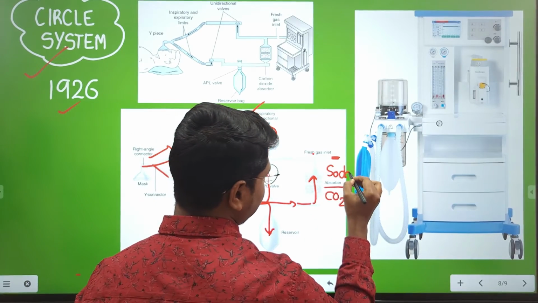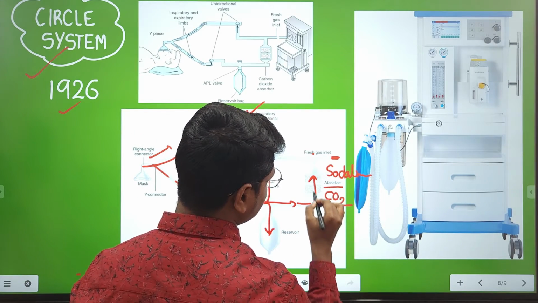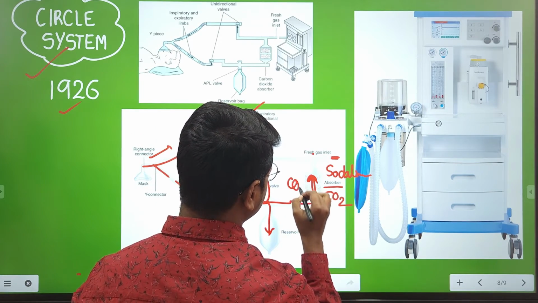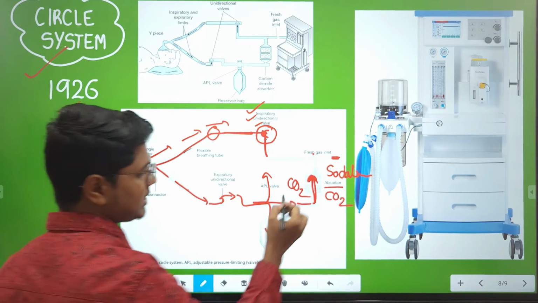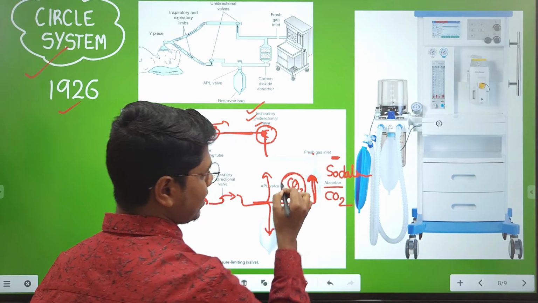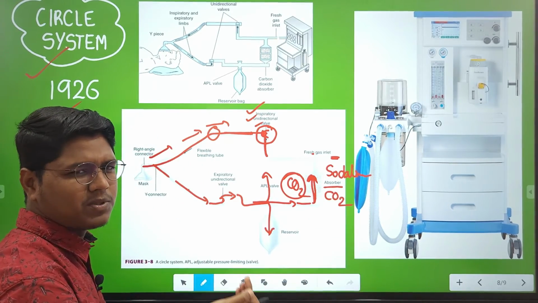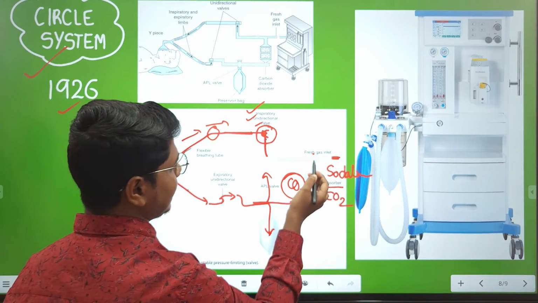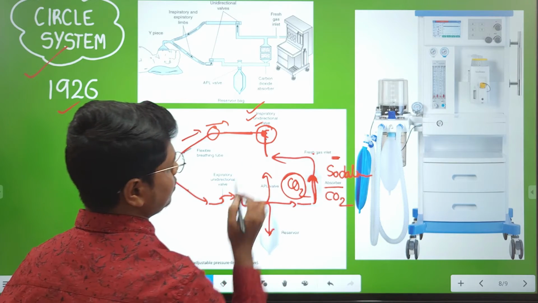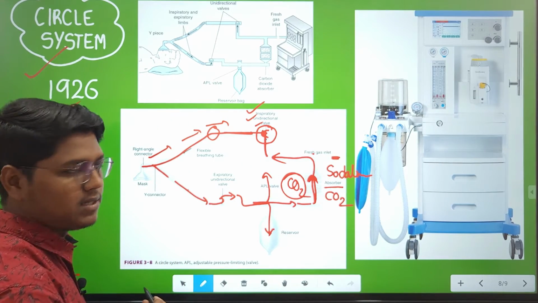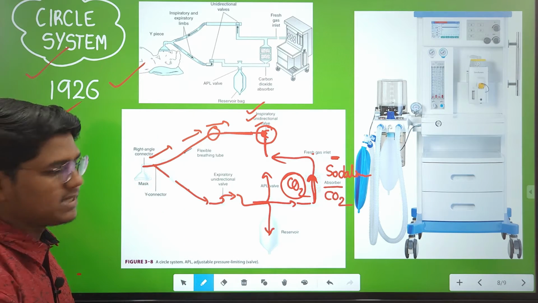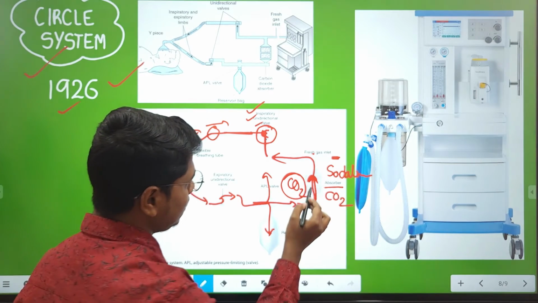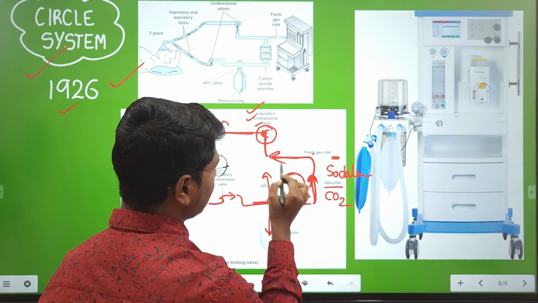Soda lime is here, and in the expiratory limb you will find carbon dioxide. This carbon dioxide will be absorbed, and the other gases, along with some inhalant anesthetic, can be rebreathed or reused. That is why this is known as a rebreathing system. The circle system is also known as a rebreathing system. So there will be rebreathing of gas.